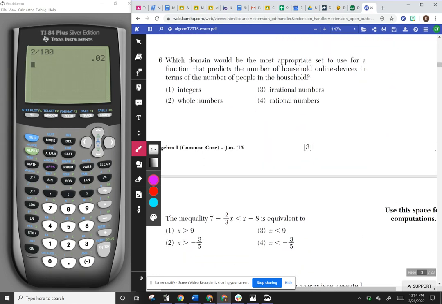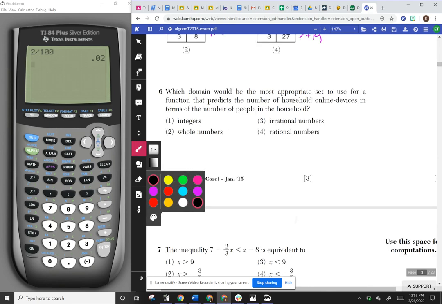Question 6, which domain would be the most appropriate set to use for a function that predicts the number of household online devices in terms of the number of people in that household? And we have examples of integers, whole numbers, irrational numbers, rational numbers. And we definitely need to know what each one of those things mean, right?